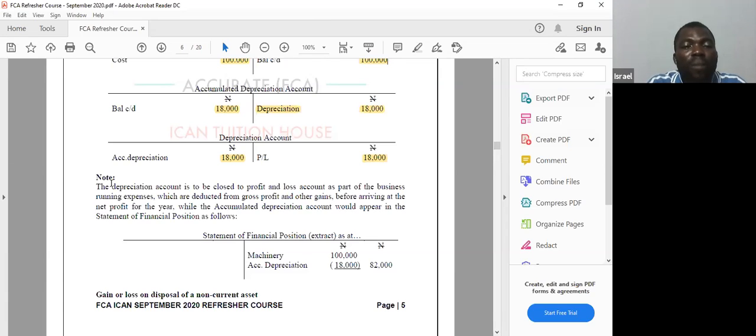Okay, so now after we have that, you can go ahead and do the extract of the statement of financial position. We have the machinery 100,000, we have the accumulated depreciation 18,000. So the carrying amount is 82,000, just as explained earlier.